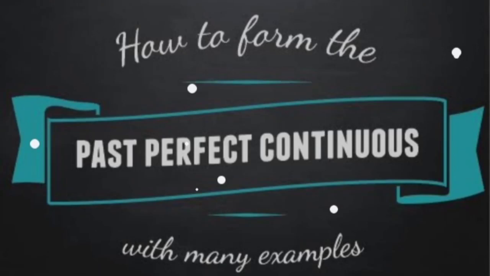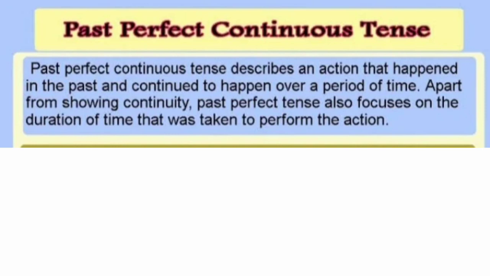In today's video, we will learn how to form the past perfect continuous tense with many examples. Past perfect continuous tense describes an action that happened in the past and continued to happen over a period of time. Apart from showing continuity, past perfect continuous tense also focuses on the duration of time that was taken to perform the action.